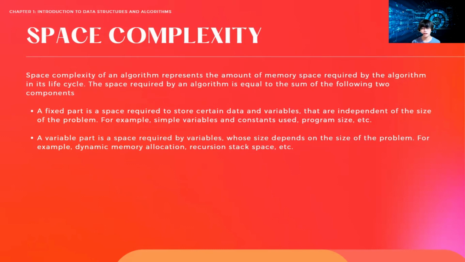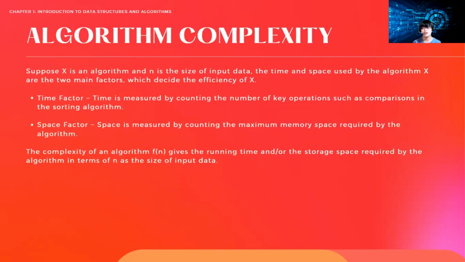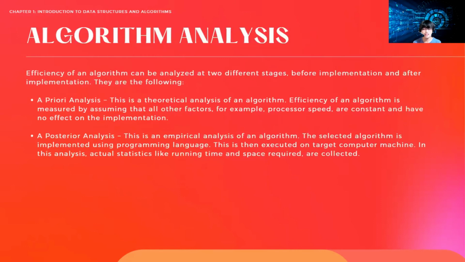The variable part is the space required by variables whose size depends on the size of the problem. For example, dynamic memory allocation, recursion stack space, and so on. So in space complexity, we have fixed and we also have variable. The fixed has a fixed size. The variable has a dynamic size, depending on the size of the problem. So in an algorithm, again, the analysis, the complexity, and then the space complexity.